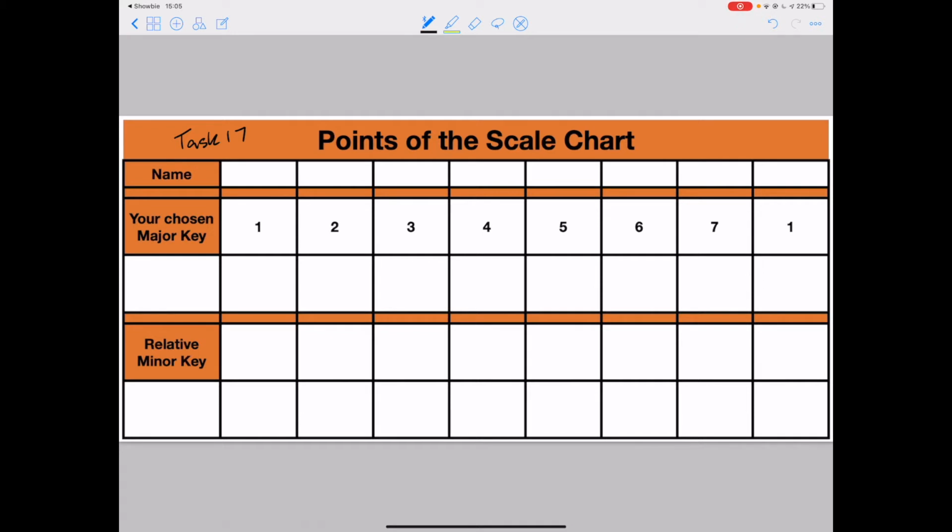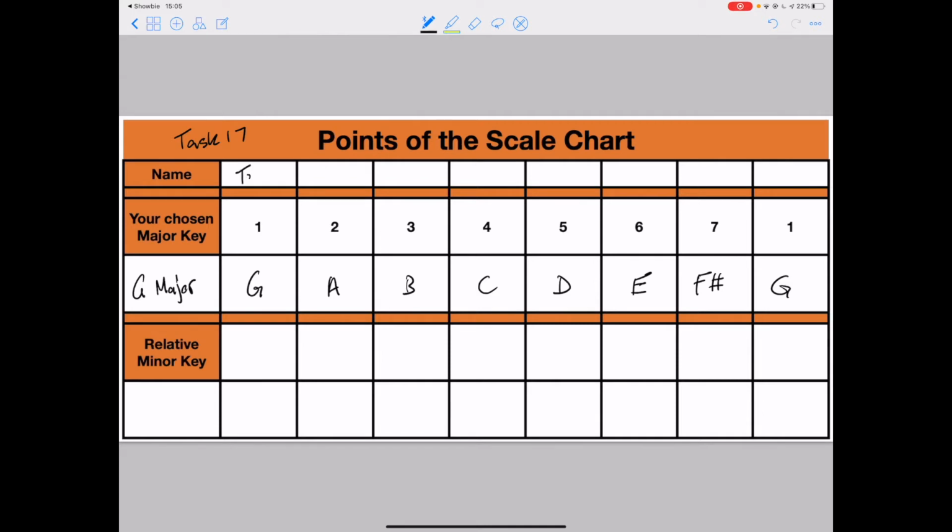My task 12 major key was G major. The notes in the G major scale are G, A, B, C, D, E, F sharp and G. And notice that I've given them a number above there. Each of those points, or degrees, some people call it, also has a name, and those names will become really important as we get deeper into composing.